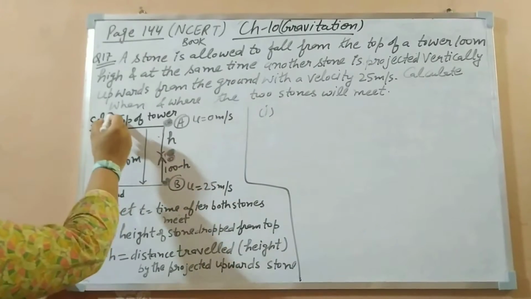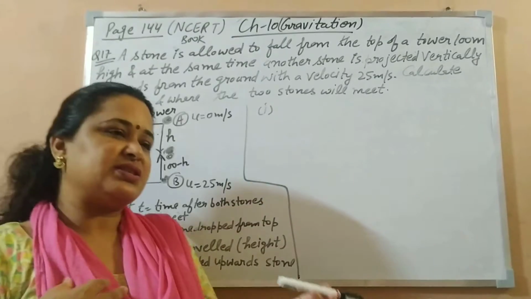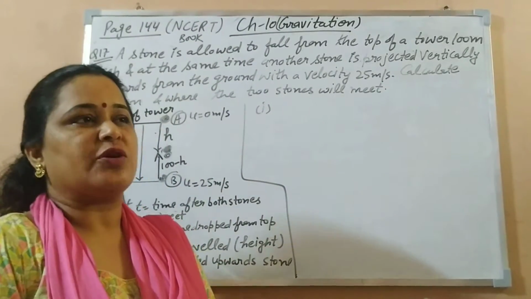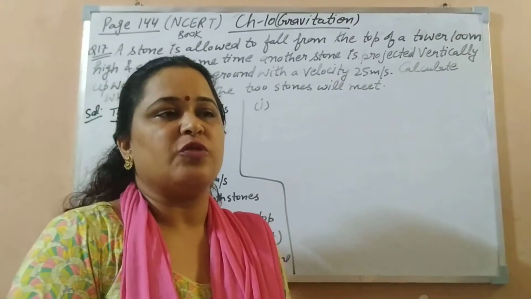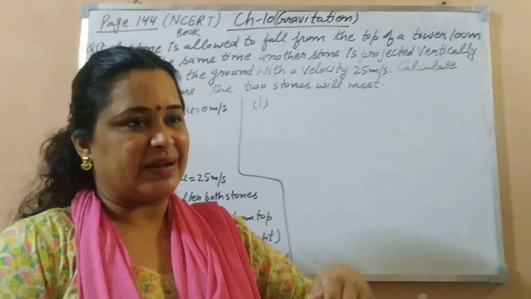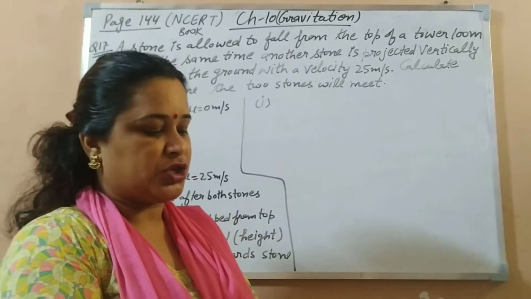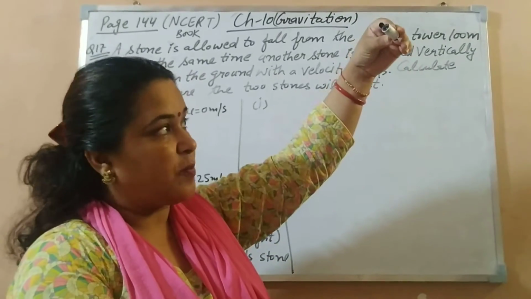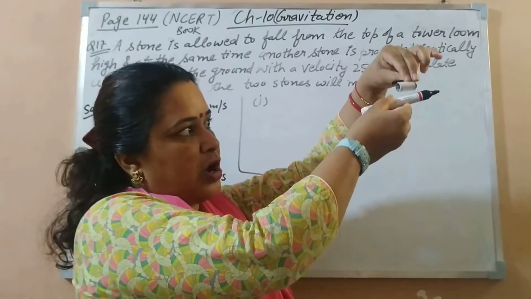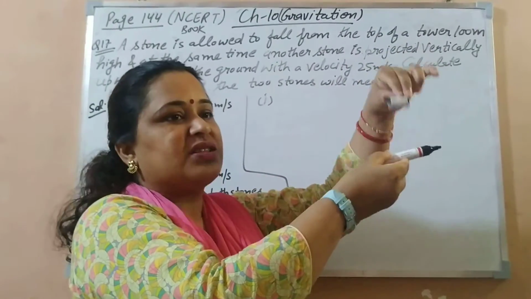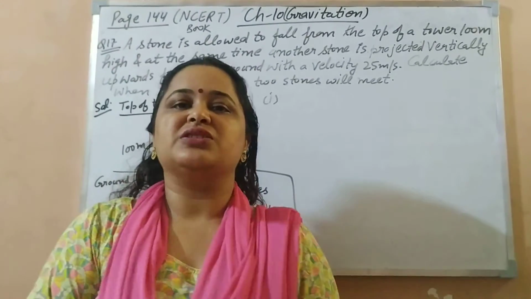We have to calculate when and where, meaning time and position. This situation is just like you going from the first floor to the ground and someone coming from the ground floor to the first floor of your home. When you go through the staircase, somewhere in between you will meet the person. That is the same question here. One stone is dropped from the top and one is thrown upward, so somewhere in between the height they will meet each other. We have to find out when and where they will meet.